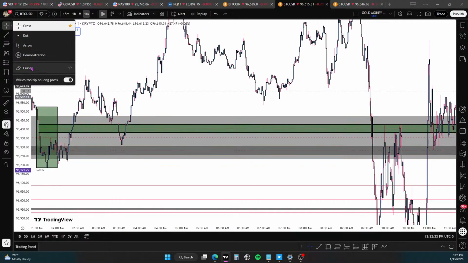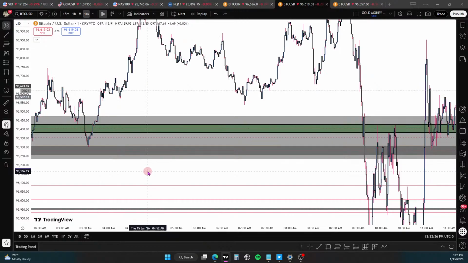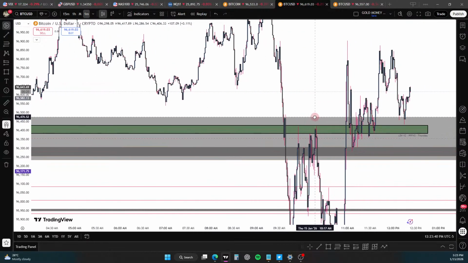Wait, hold on. You see that wick right there that taps the low? It just taps the black line, that red one right there. That's incredible. Say you went long there.